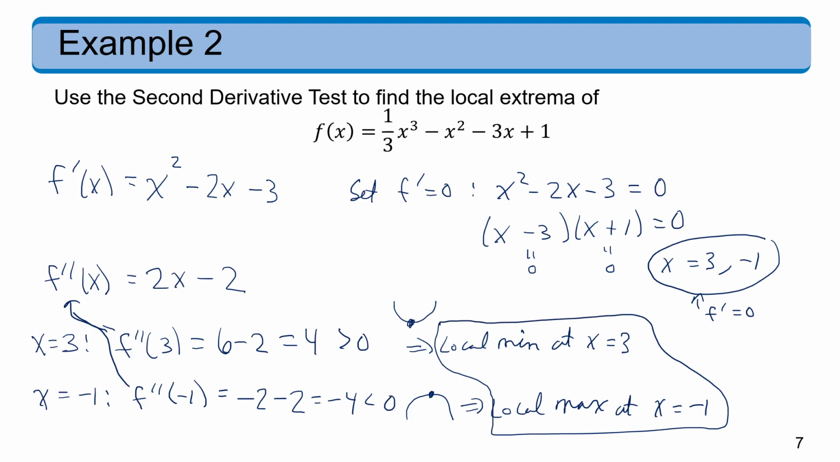We should have found the exact same answer if we had solved this problem the way we did earlier, using the first derivative to determine where the function's increasing and decreasing. So like I said, this test is just an alternate method to find local extrema.